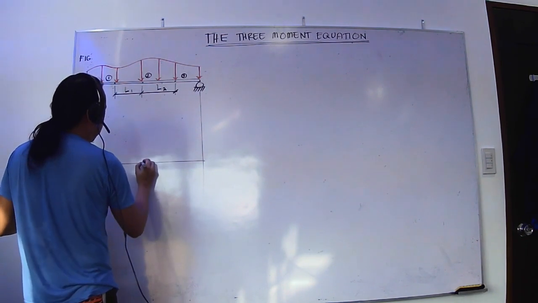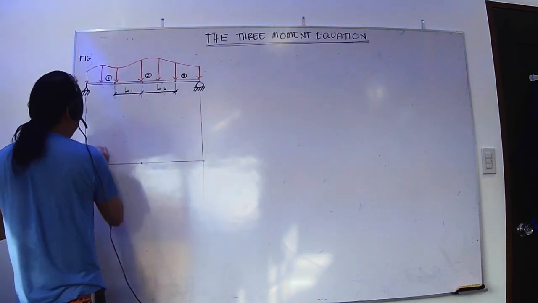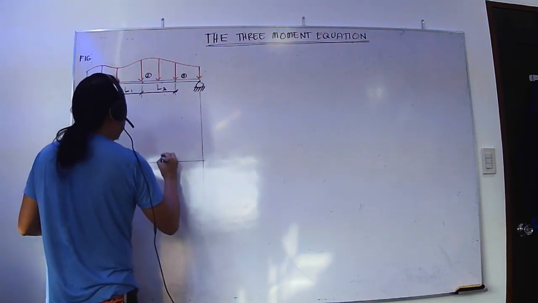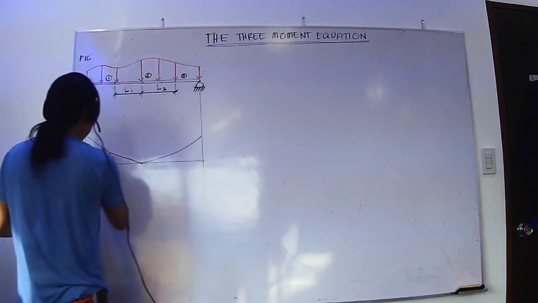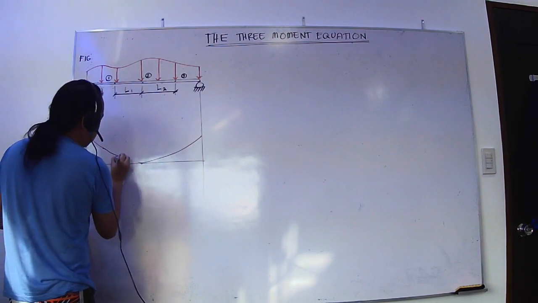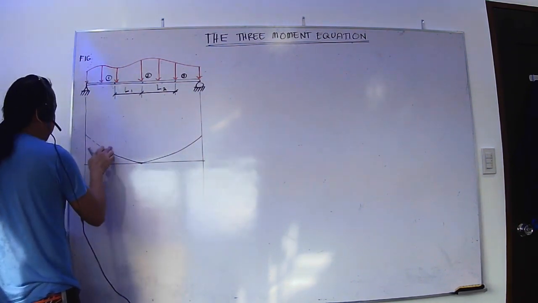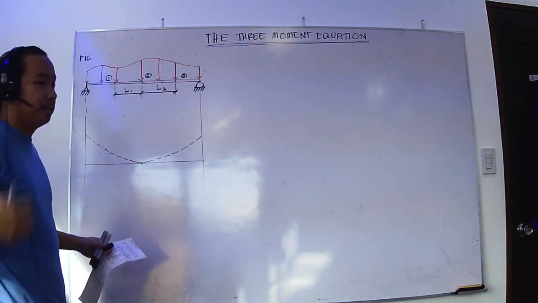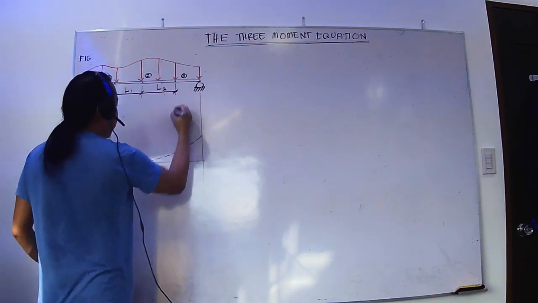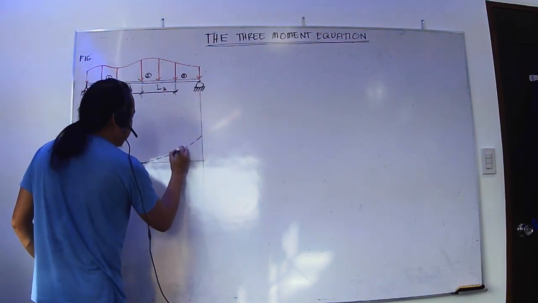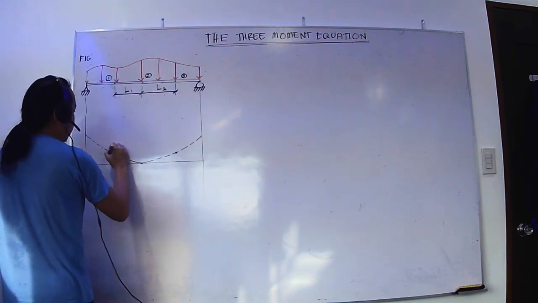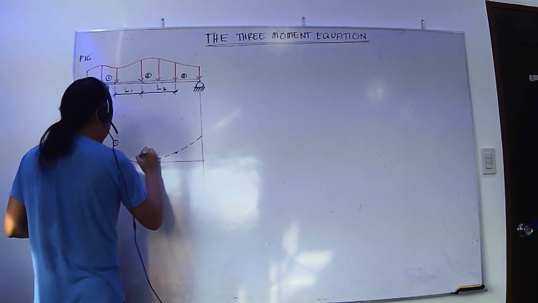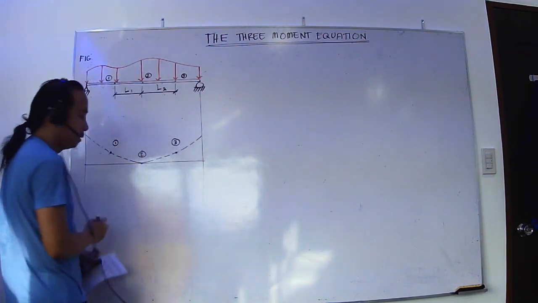Say point 2 is estimated to be our lowest point here. This is our elastic curve, okay? It will look like this. Elastic curve. Now, projecting down, this is our point 1, this is our point 2, and this is our point 3.